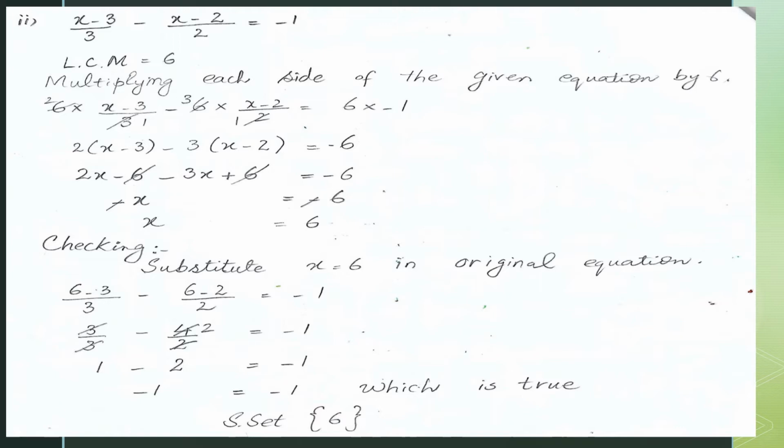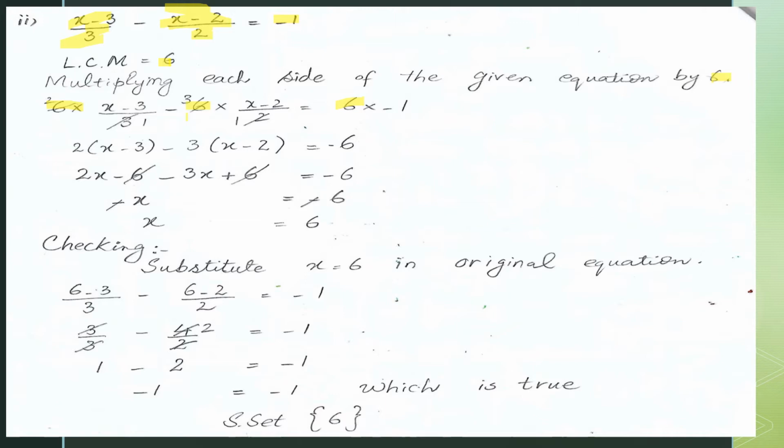Then the next question: x minus 3 over 3 minus x minus 2 over 2 is equal to minus 1. Now take the LCM. The LCM of 3 and 2 is 6. Multiplying each side of the given equation by 6, multiply and solve. In the next step you will see 2 into x minus 3 minus 3 into x minus 2 is equal to minus 6.